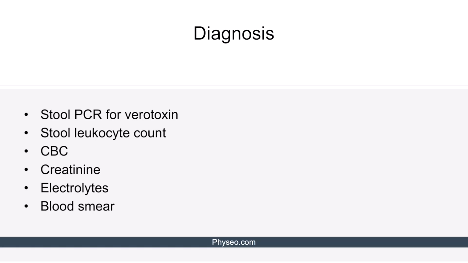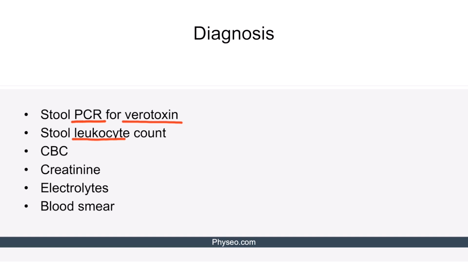If we want to definitively diagnose EHEC-induced dysentery, we should perform stool PCR for verotoxin. Additionally, we should check for leukocytes in stool to check if the diarrhea is invasive or not. As we mentioned already, EHEC itself is a non-invasive organism, and it's the toxin which causes all the symptoms.